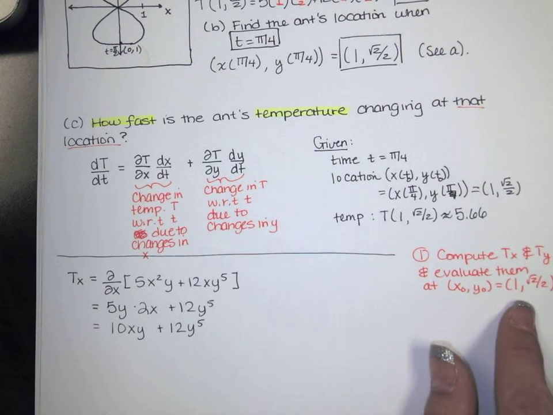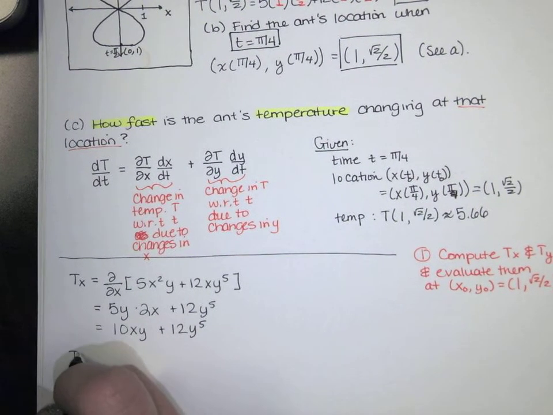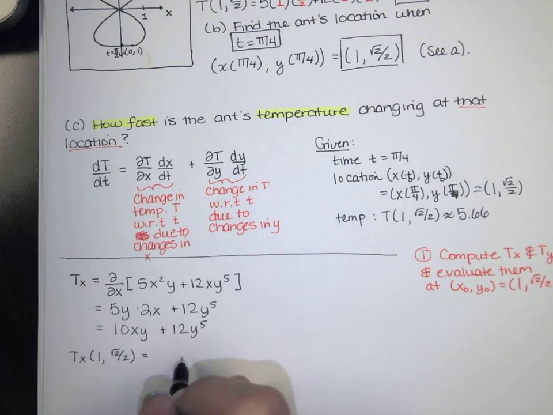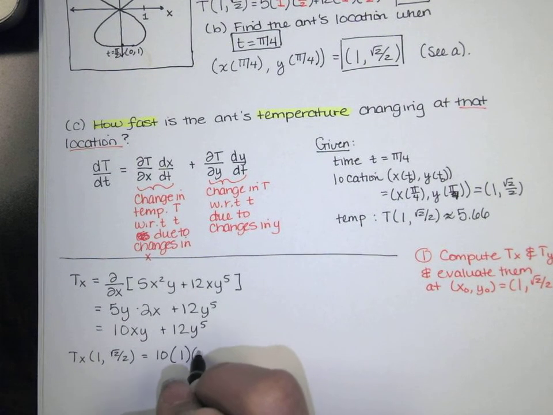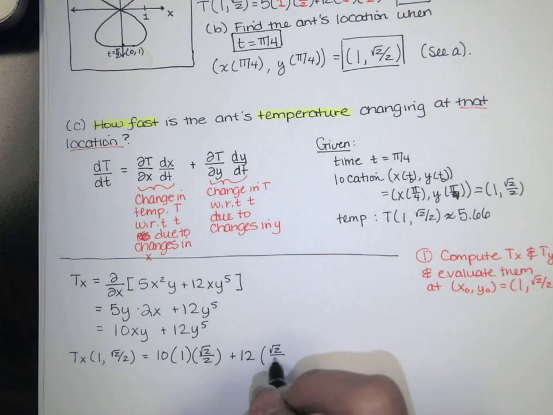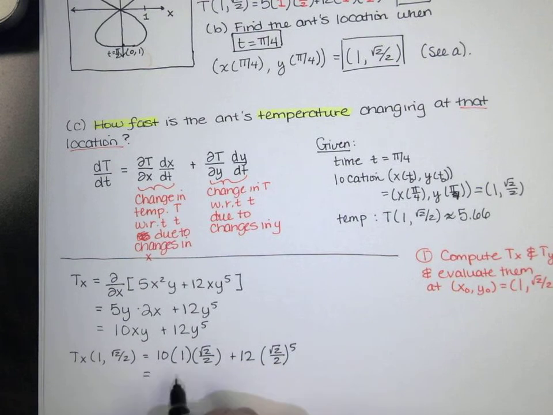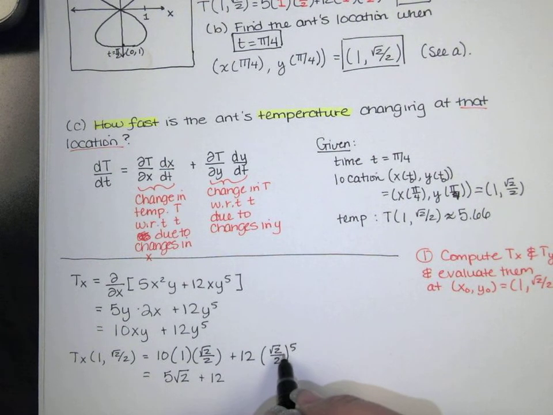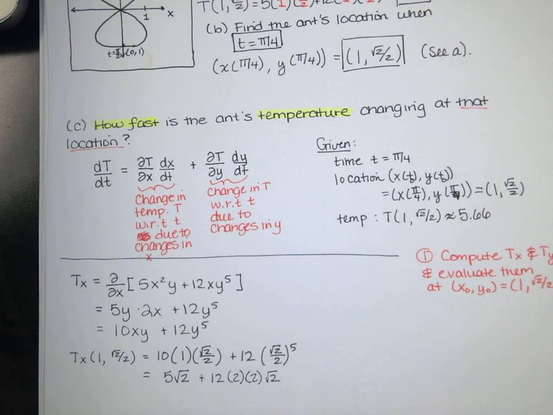So at this particular location, the location of our ant, the change in temperature with respect to x is given by this. We've got 10 times our x value times our y value plus 12 times our y value raised to the 5th. So this simplifies to 5 root 2. Over here we're going to have 12, and square root of 2 to the 5th is square root of 2 times square root of 2, which is 2. It's 2 of them. Square root of 2 times square root of 2, it's another 2. That's 4 of them, and then there's going to be one more square root of 2.